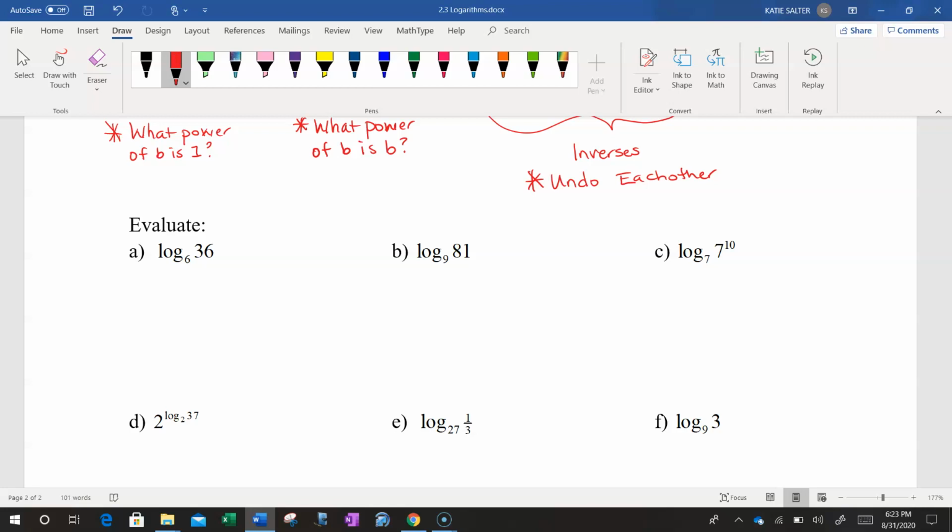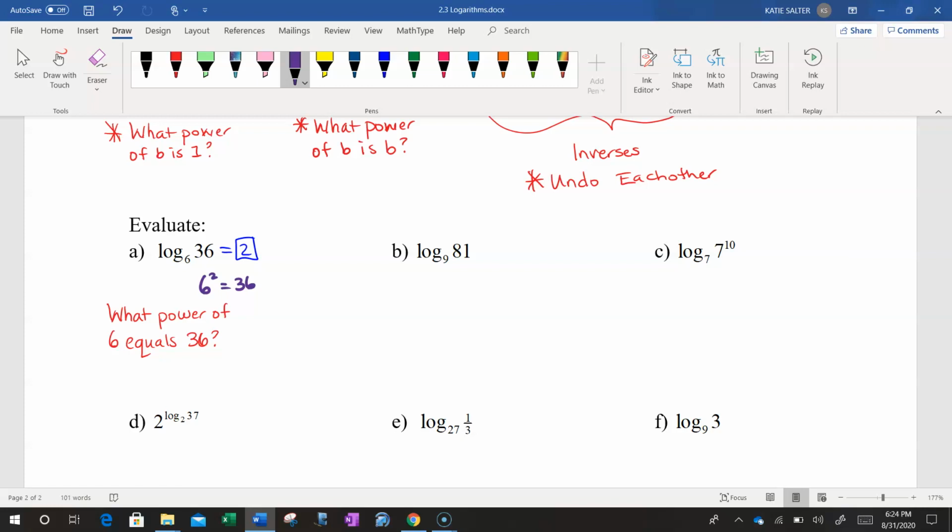So it says evaluate. Pretty much you're trying to find the exponent. So looking at this first one, it says log base 6 of 36. Really, that's just asking what power of 6 is equal to 36. And we know that the answer would be 2 because 6 squared equals 36. And if you want to write that right here under it, just so you remember why that is: we're finding what exponent on that base, which is the little subscript, would give us that answer.